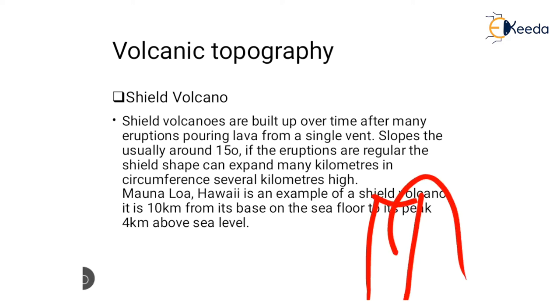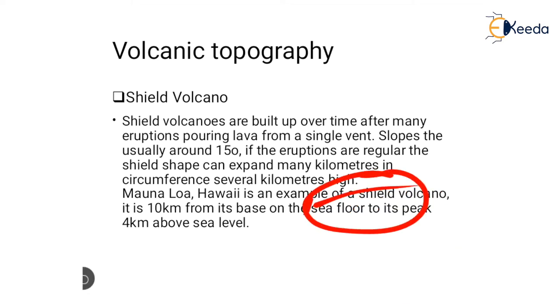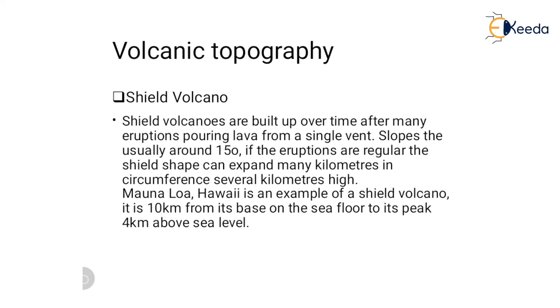Because of this, the diameter of the crater increases, and the slope is usually around 5 degrees. If the eruptions are regular, the shield shape can expand to many kilometers in circumference and be several kilometers high. So shield shape means the shape of the crater. See, this type of structure is developed as lava comes out. This type is called a shield volcano. Mauna Loa in Hawaii is an example of a shield volcano. It is 10 km from its base on the sea floor, and its peak is 4 km above sea level.